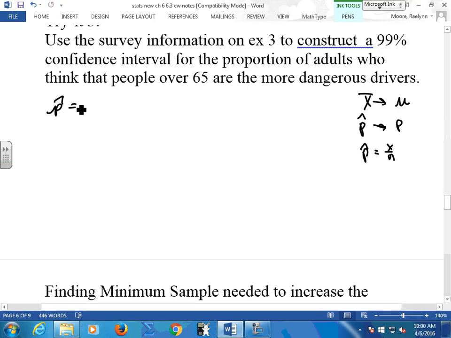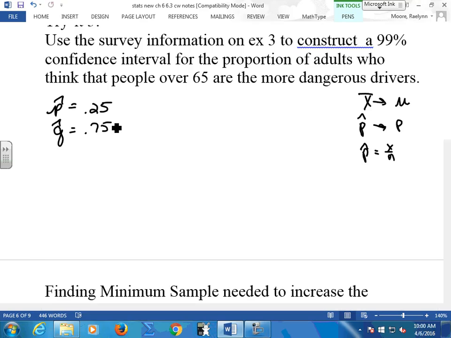Therefore, according to your chart. You guys did this yesterday before we left. So what's your p-hat? 0.25. So therefore, what is your q-hat? 0.75. P-hat and q-hat are just denoted for your sample.